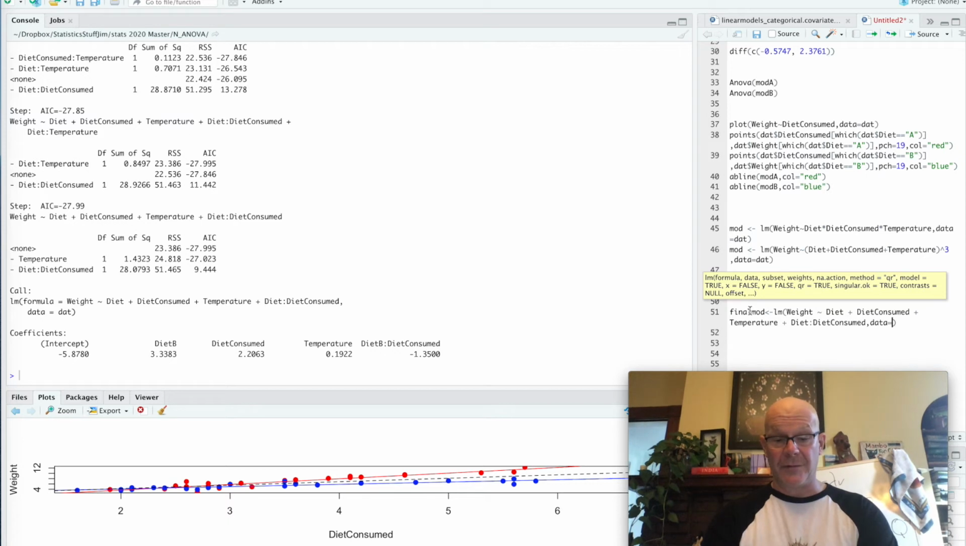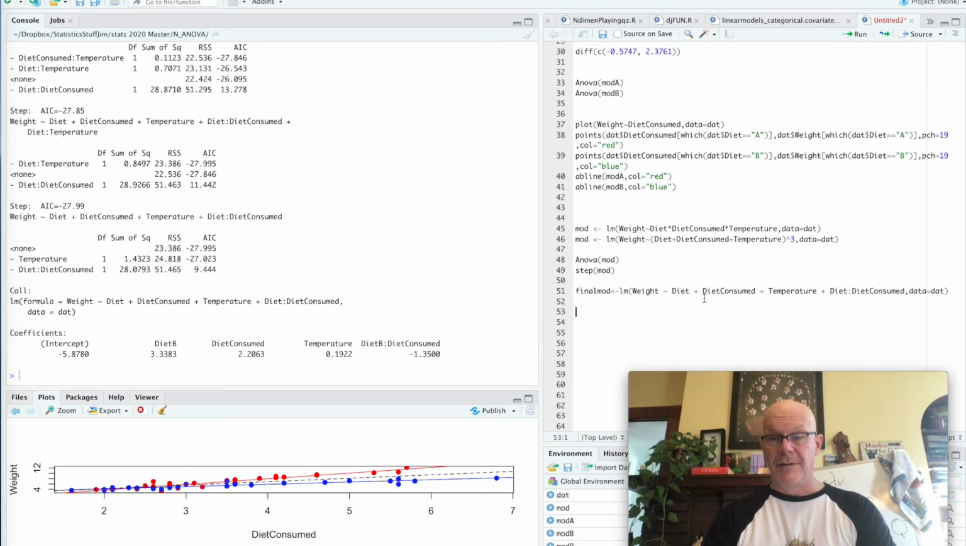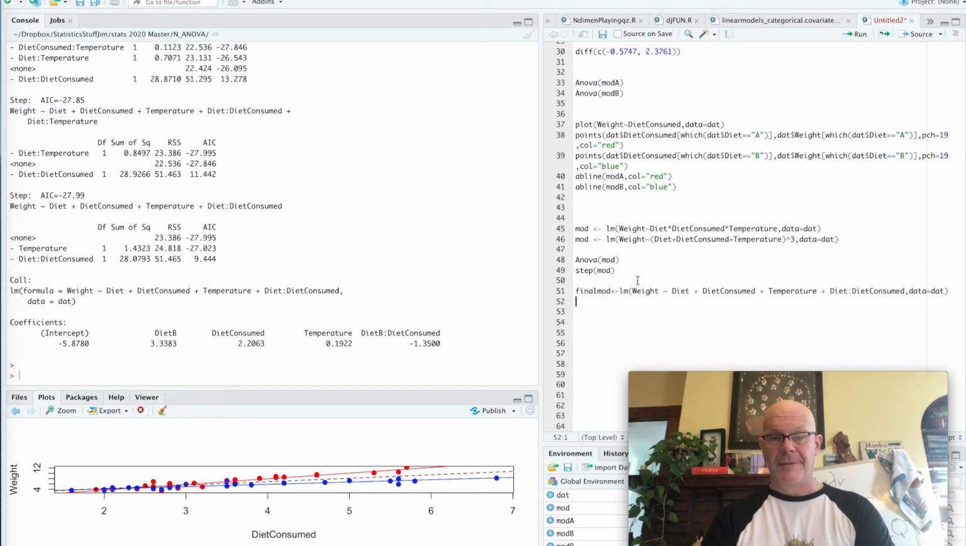The data equals dat. This colon here has the same effect as an asterisk. So that's just another way, if you want to write it out longhand, what you want the interactions to be, you would use the colon. And so here we have our final model, all happy.